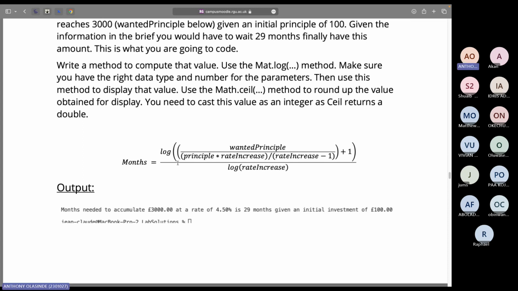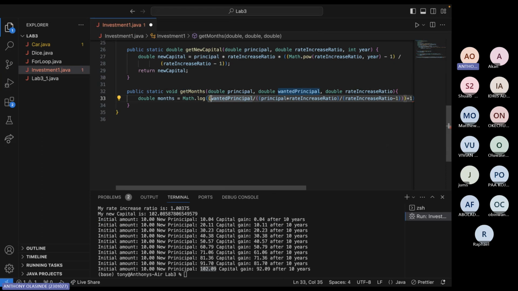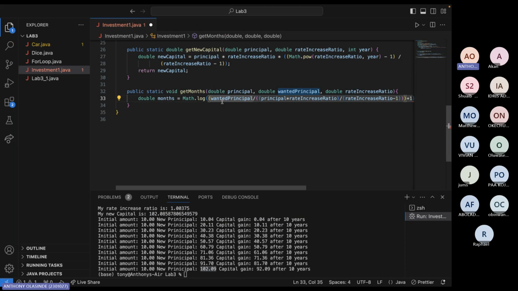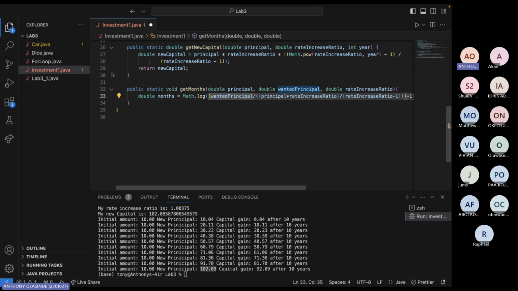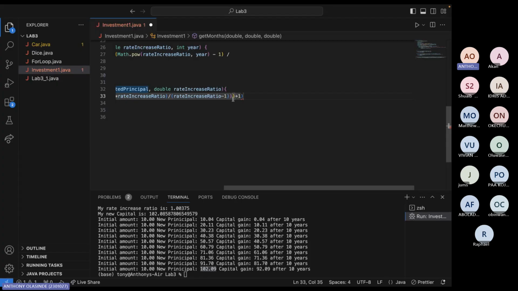This plus 1 is the same thing as putting the plus 1 here. You have the bracket right before wanted principal, the yellow bracket. Then what's the corresponding closing bracket? That's also this yellow. If you're using Visual Studio Code, it comes with color coding, so that makes things a bit easier. The plus 1 was actually after the yellow bracket. Then you can continue.